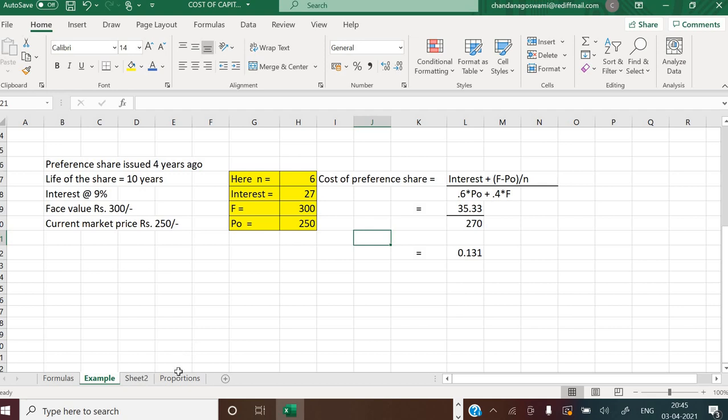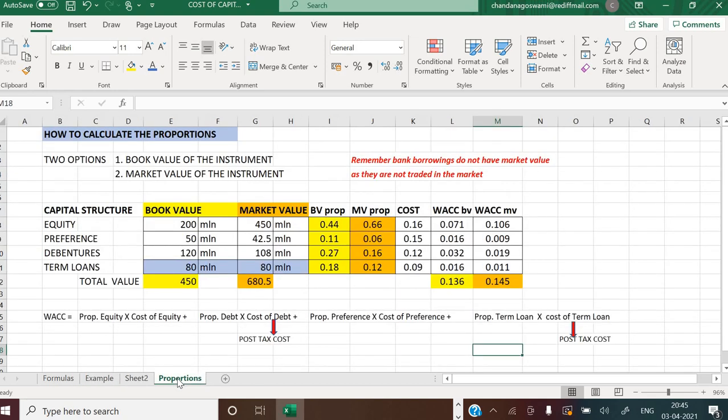Now let us move to proportions. You have two methods, two options to calculate proportions. One is the book value of the instrument and second is the market value of the instrument. What we need to do is first understand what is the capital structure. So here we see that we have equity, preference, debentures and term loans. And these are the book values. So these book values total up to 450.